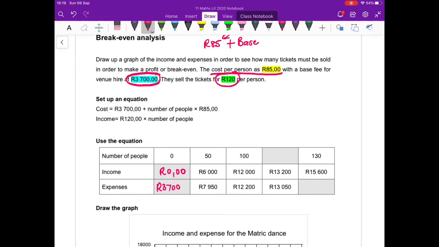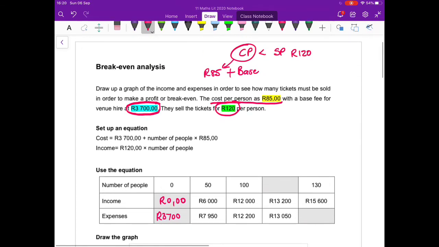Right, I've written up the equation for you. So putting this into a mathematical context, the cost is your base fee plus the number of people, and it is going to cost 85 Rand to cater for one person. So to find for 50 people, you are going to say 3,700 plus 50 times 85 Rand, and you will get 6,000. And for 100, you will just change the 50 to 100, and 130 would be 15,600.